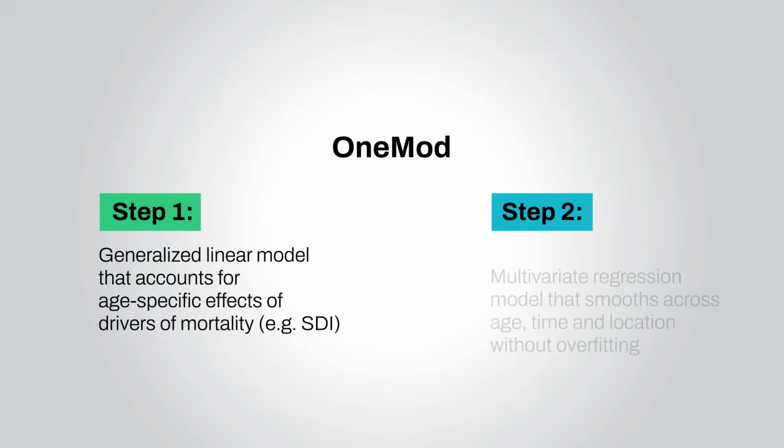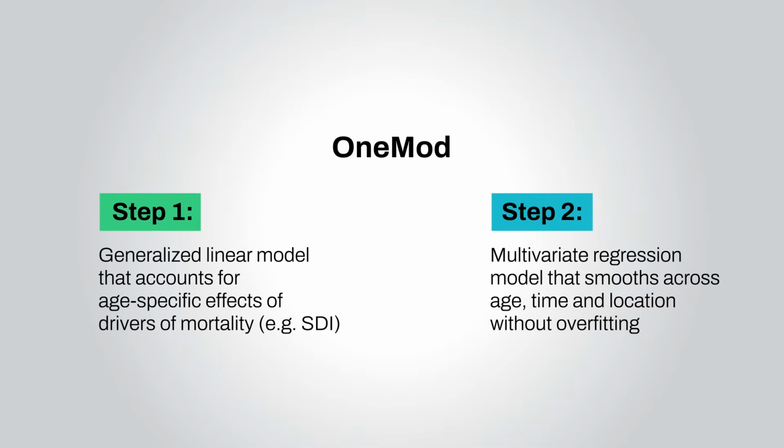The second step uses a multivariate regression model that smooths across age, time, and location without overfitting. Unlike previous techniques that depend on model life tables, this data-driven method estimates mortality rates directly. So, with this new, much more accurate methodology, what new stories have been revealed?